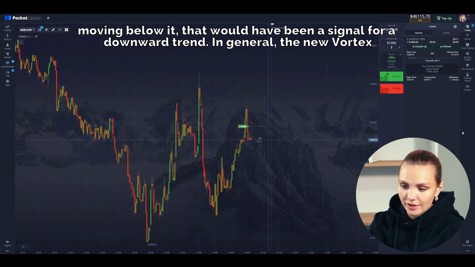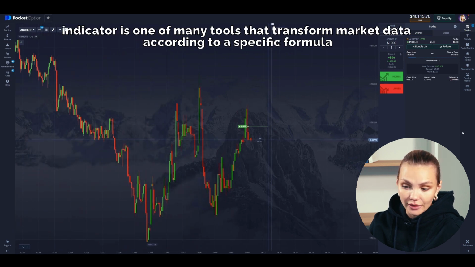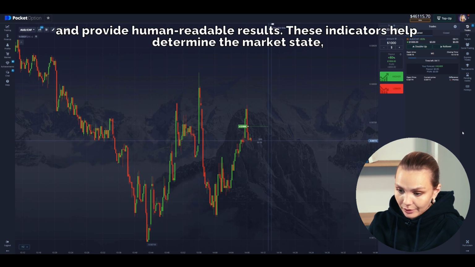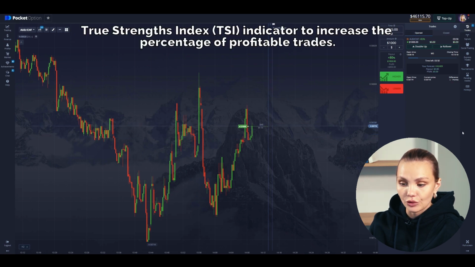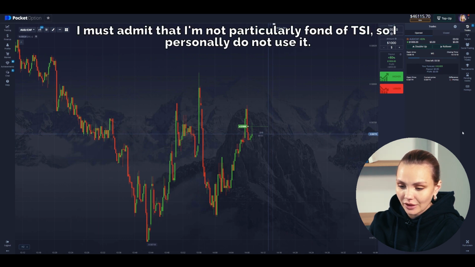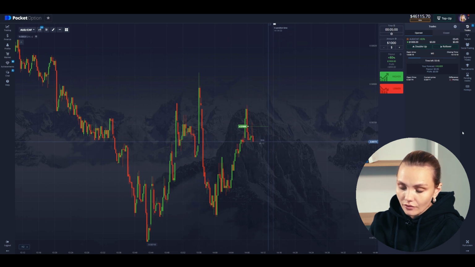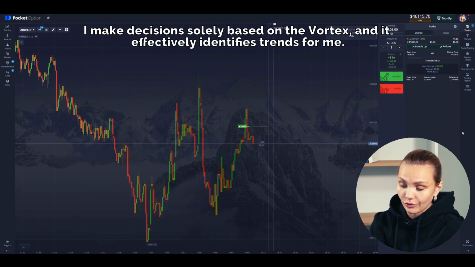In general, the Vortex indicator is one of many tools that transform market data according to a specific formula and provide human-readable results. These indicators help determine the market state, its current trend, and the direction of price movement. You can use it in conjunction with the True Strength Index, TSI, indicator to increase the percentage of profitable trades. However, I must admit that I'm not particularly fond of TSI, so I personally do not use it. I make decisions solely based on the Vortex, and it effectively identifies trends for me.